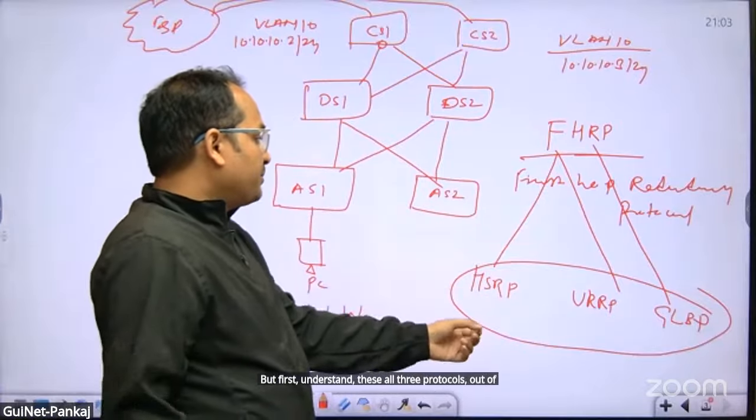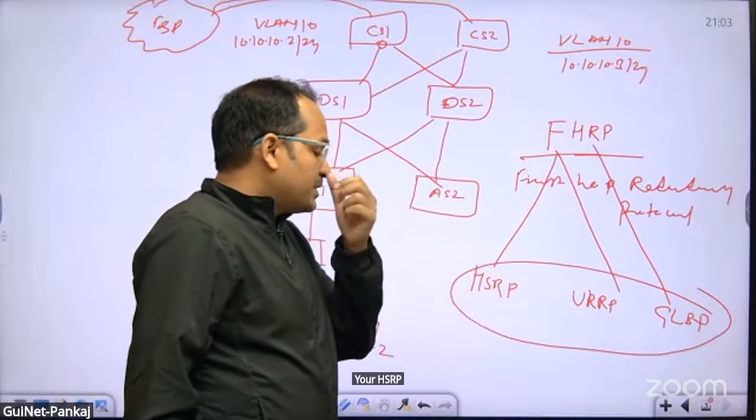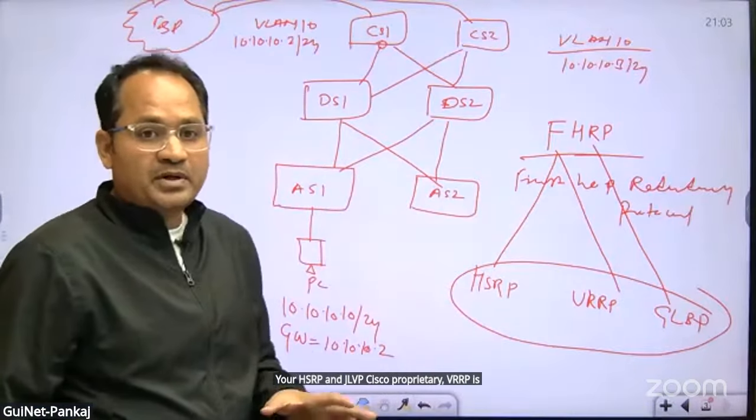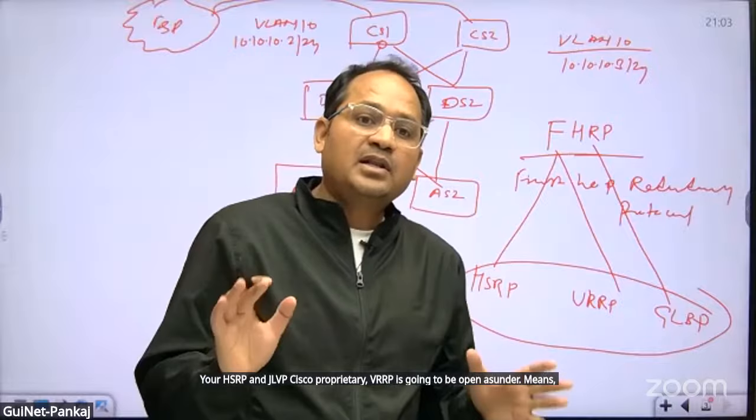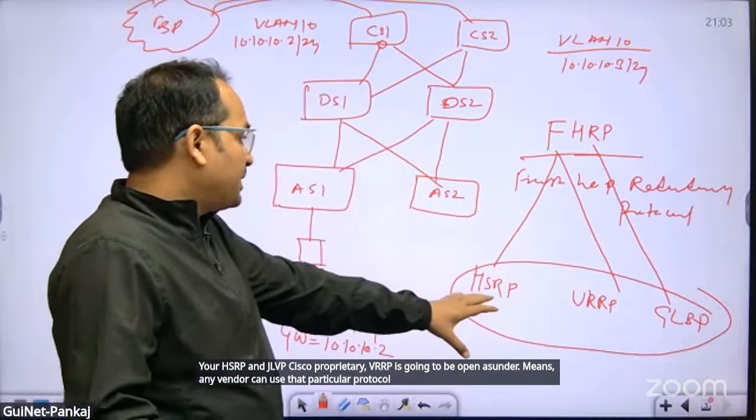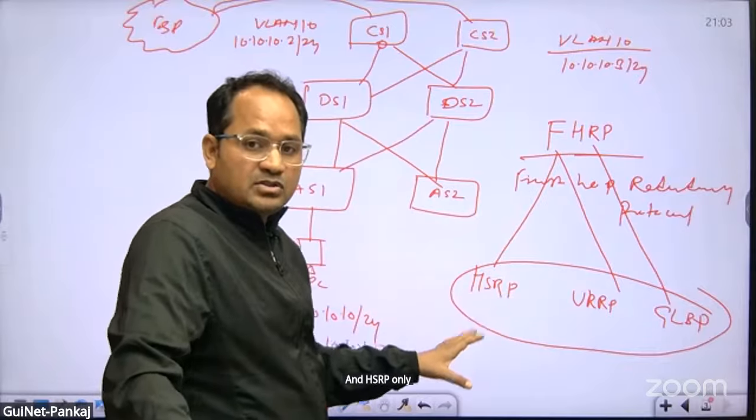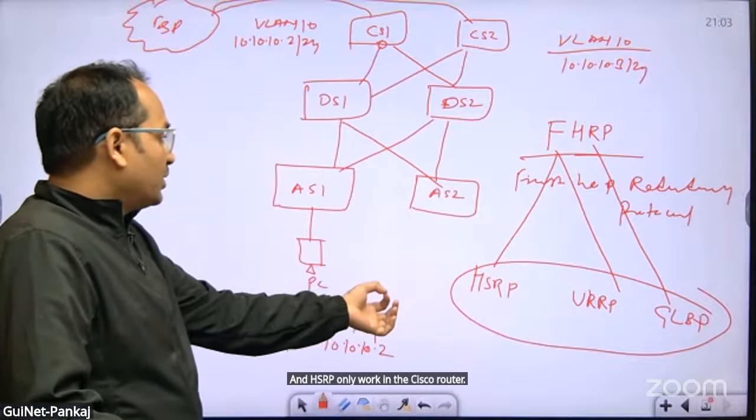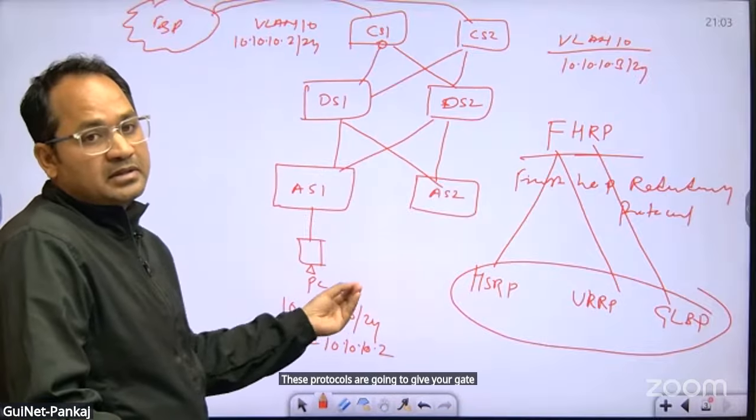Out of these 3, HSRP and GLBP are Cisco proprietary. VRRP is an open standard, meaning any vendor can use that protocol. But GLBP and HSRP only work on Cisco routers. These protocols give you gateway level redundancy.